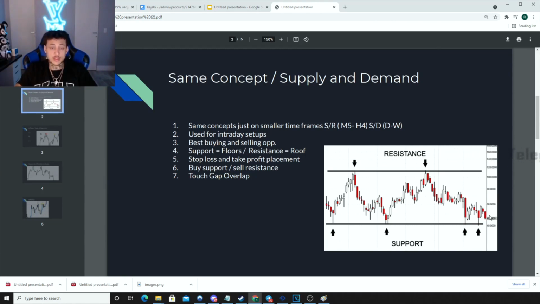I will see everybody in the next section, where we're going to be drawing our levels of support and resistance and how you can place them with accuracy.